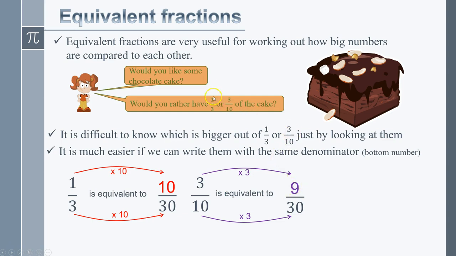Now, just by looking at our two fractions as they were, it's not easy to decide which one's bigger. But now we know that 1/3 is 10 30ths, 3/10 is 9 30ths. Clearly, this one over here is going to be the bigger one. So that's the amount of chocolate cake I'm going to want. I'd like 1/3, thank you very much, because I can see now that 1/3, which is 10 30ths, is bigger than 3/10. Happy days.